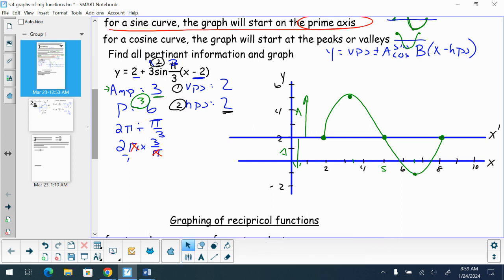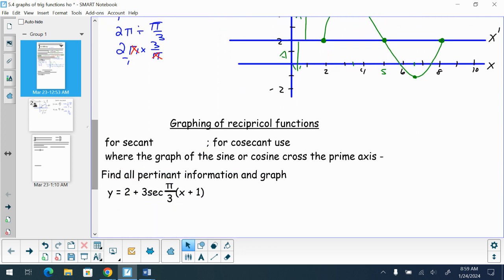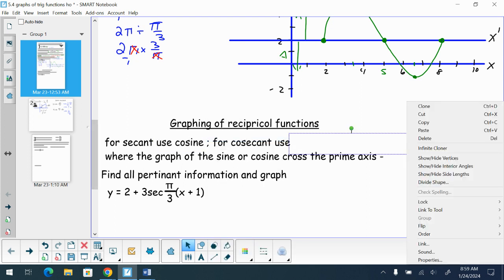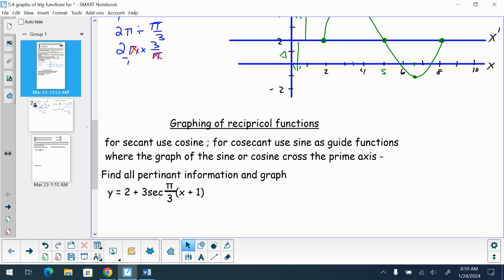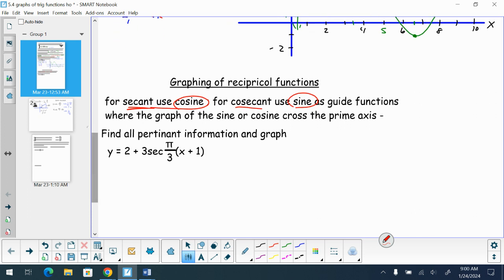Once again, the hope is you start to recall some of that stuff that we did in trig class. Reciprocal functions. For secant, we use cosine. And for cosecant, we use sine. We use these as our guide functions. Okay, these are our guide functions.